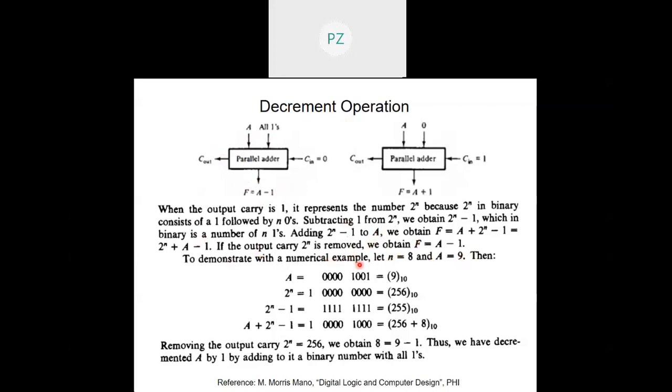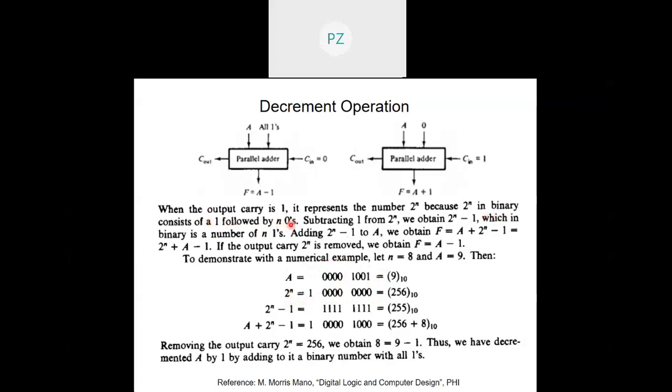To demonstrate with a numerical example, let n be 8 and a be 9, right? So a is represented in 8 bits like this: 1 0 0 1 0 0 0 0. n is equal to 8, that is why with 8 bits, and a is equal to 9, that is why I am representing 9 in 8 bits. Now 2^n will be 1 followed by 8 zeros, that is what we have shown here.